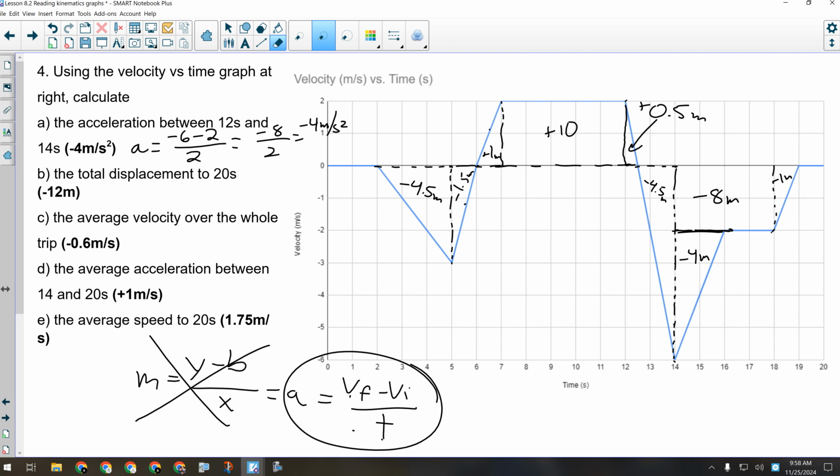Does that make sense? Now guys, for average velocity, did I do all the work for that already? Yes. So I just have to go total displacement divided by 20. That'll give me negative 0.6 meters per second. Acceleration, how do we do that? Yeah, use this formula right here. That'll always work on a velocity time graph. Average speed, take all these numbers, but they're all what? Positive. That'll get you your total distance divided by the total time.